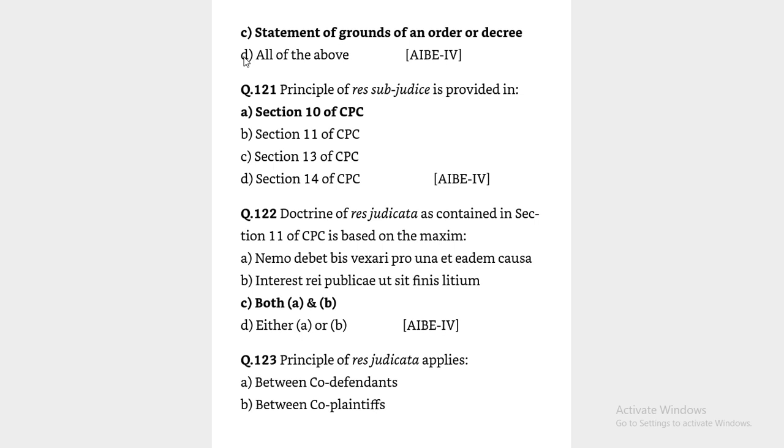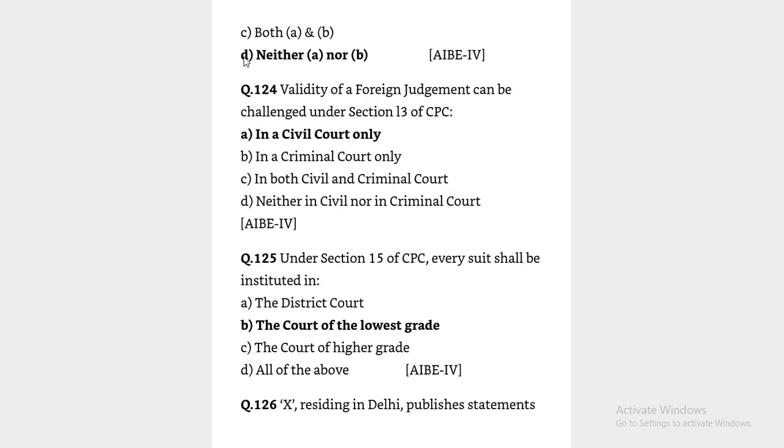The doctrine of res judicata contained in section 11 of CPC is based on the maxims nemo debet bis vexari pro una et eadem causa and interest reipublicae ut sit finis litium. Both A and B are correct. The principle of res judicata applies only to the parties who are in the suit. It is not applicable to co-defendants or co-plaintiffs.